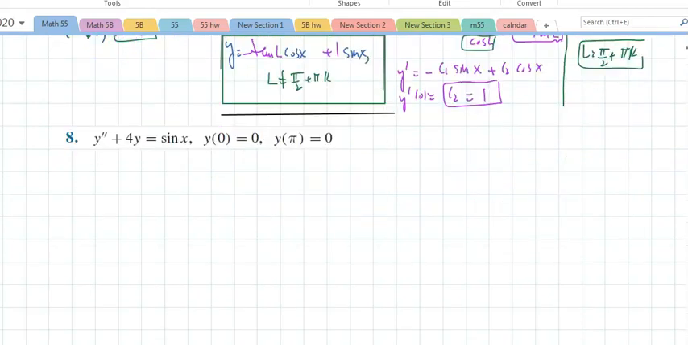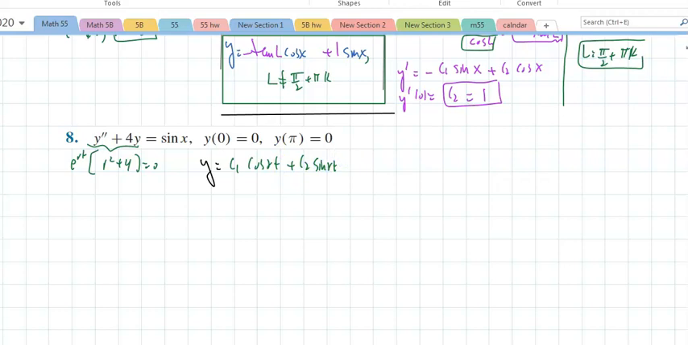Number 8 is next. The same deal. This is a non-homogeneous equation. Not a problem. I know how to deal with this. I find the homogeneous first. I let y equal e to the rt, and I get e to the rt times r squared plus 4 equaling 0. So I already know that y equals c sub 1 the cosine of 2t plus c sub 2 the sine of 2t.